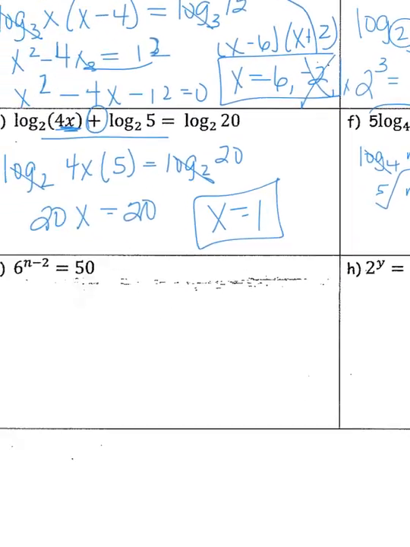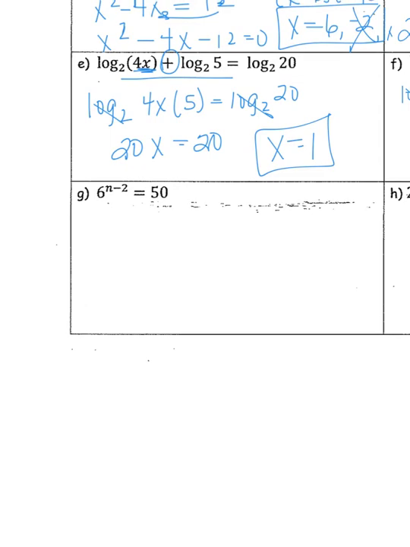Okay, now let's go back down to the bottom. Almost done. Okay, we're going to do 6 to the n minus 2 equals 50. We've got a couple ways we can do it. We can take the log of each side, which is step 5 on how to solve an equation, or we can just switch forms. I'm going to switch forms this way, and then on the other one I'm going to take the log of each side. That way you see each way.